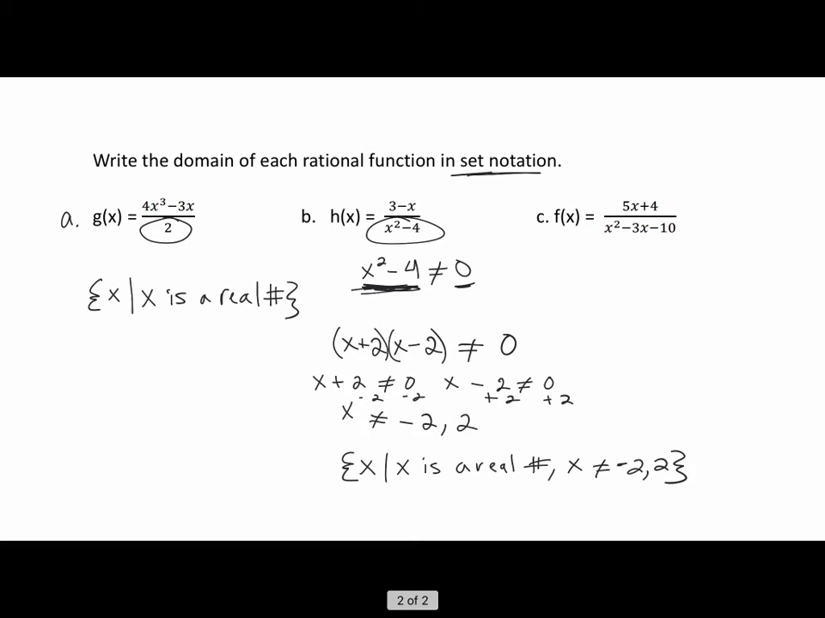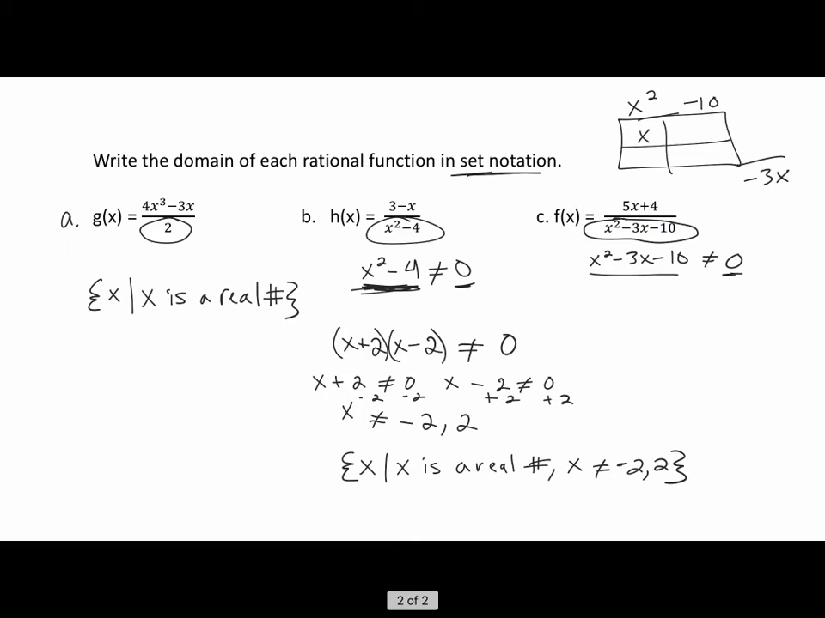For example, C, f of x is 5x plus 4 over x squared minus 3x minus 10. So I'm only interested in the denominator here because the numerator can be any real number for x and it's still defined and it's fine, but I can't divide by 0. So x squared minus 3x minus 10 cannot be 0. So since I have 0 on one side, I just need to factor the other side, and it is 3 terms. The first term is a perfect square, but the last term is not. So this can't be a perfect square trinomial, but x squared can only be factors of x times x.